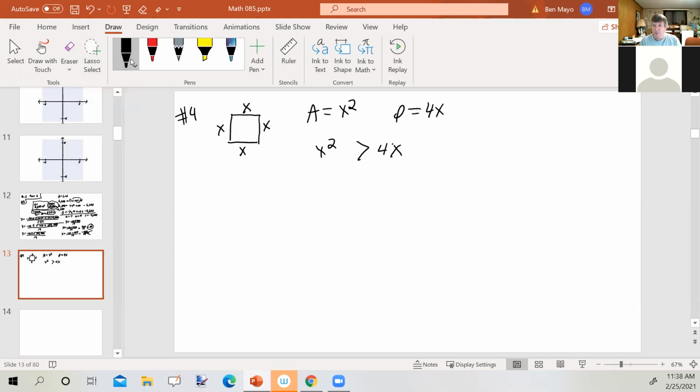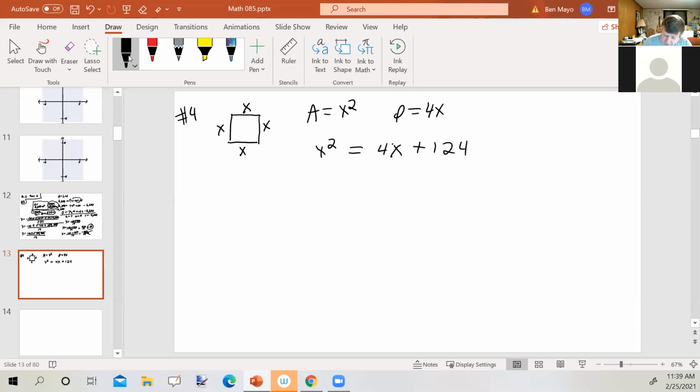The area is greater than the perimeter. How much greater? 124. So if we want to make this into an equation, it's going to look like that. The area exceeds the perimeter by 124. It's 124 larger. We add 124 to the perimeter. They're now equal. Are we okay with where I came up with that?